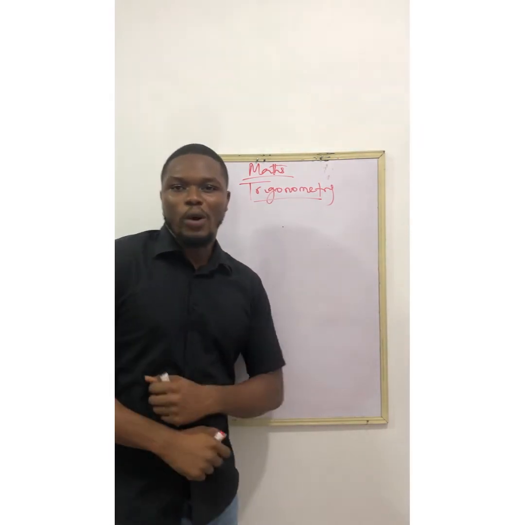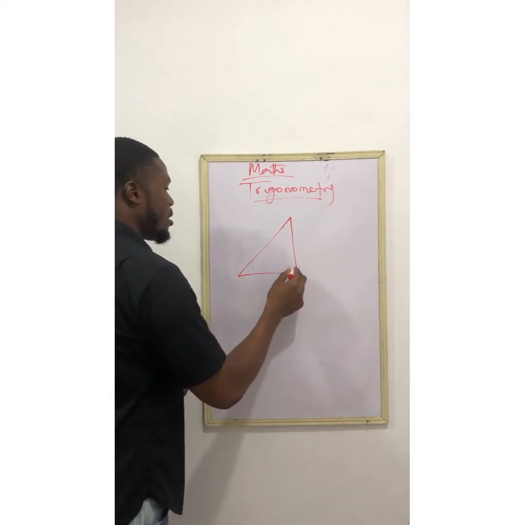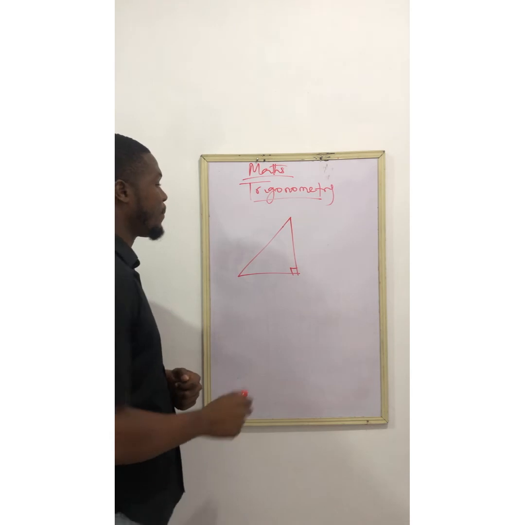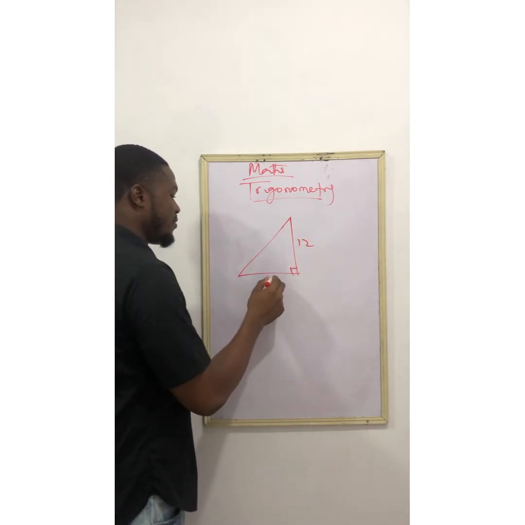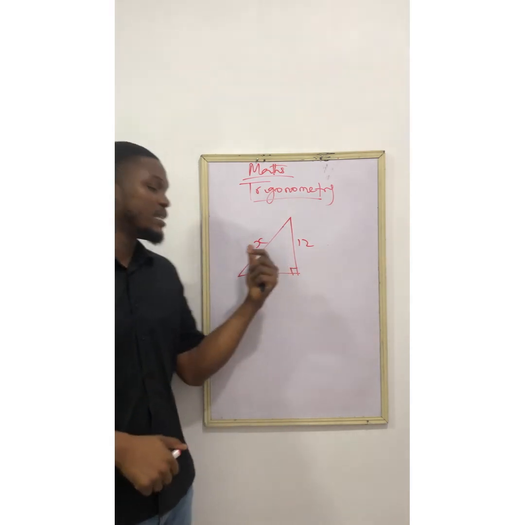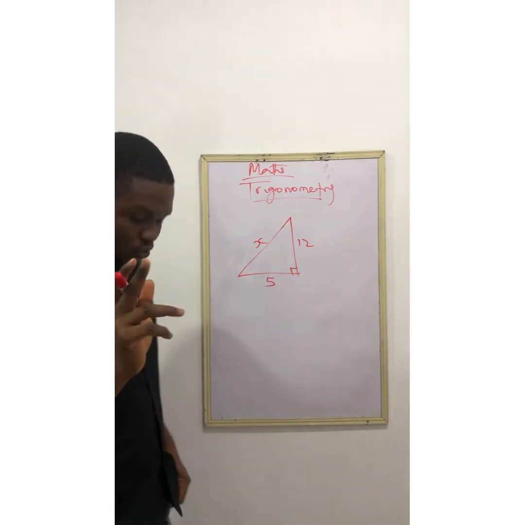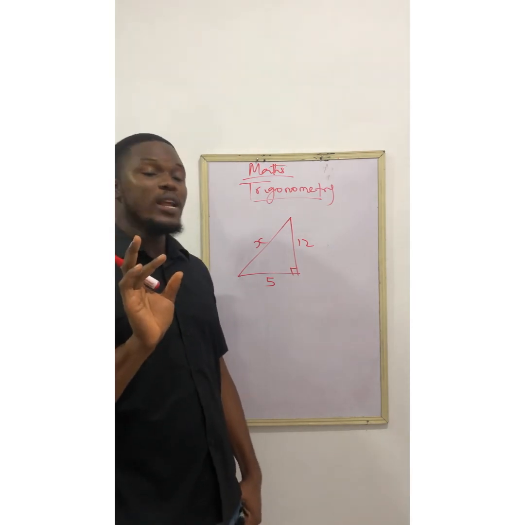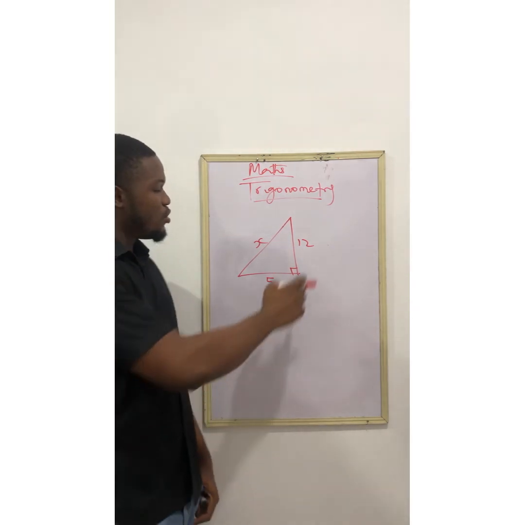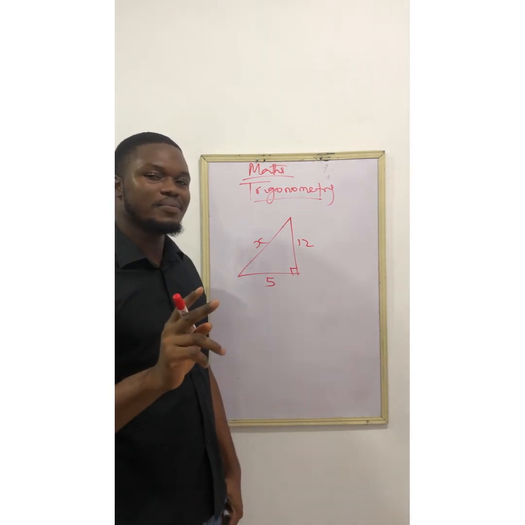Okay, let's try one more question. If you have this, and you have 12, you have 5, and you're asked to find x. So here, x is the hypotenuse. You have to solve for the hypotenuse. Now, get this straight. You only use Pythagoras theorem when you're dealing with a right angle triangle. You have two sides given, and you're looking for the third side.